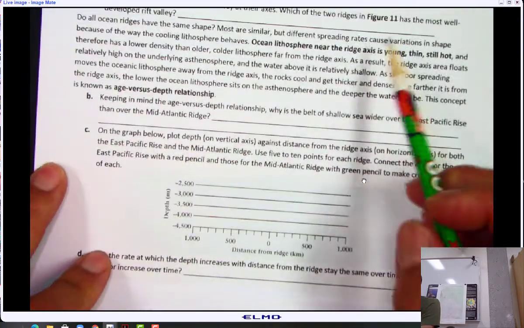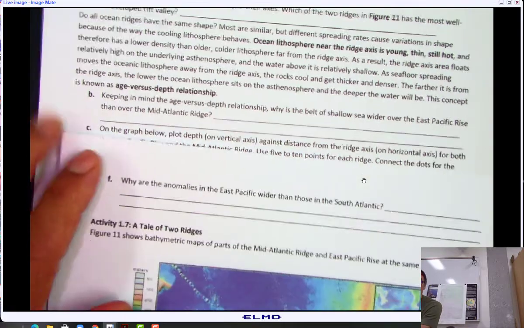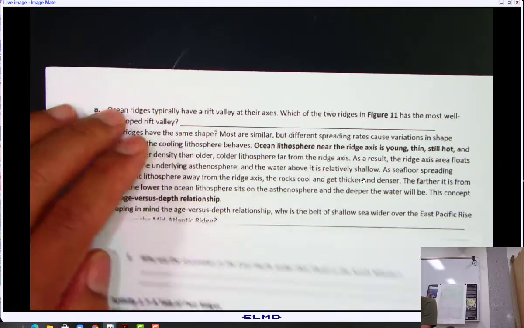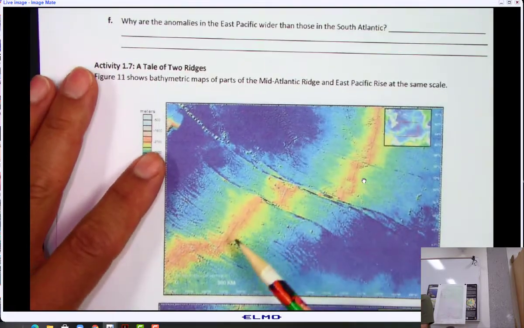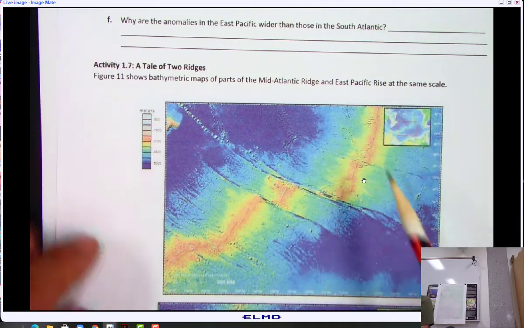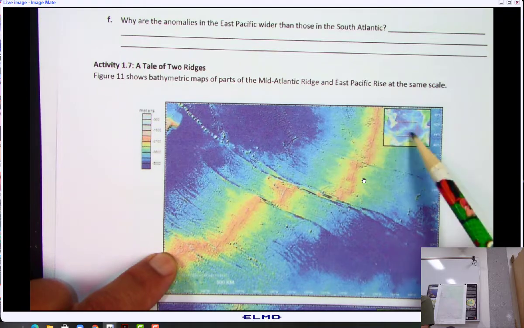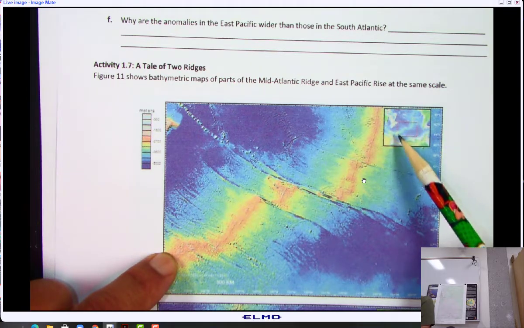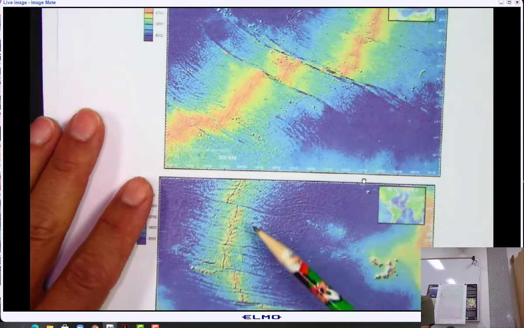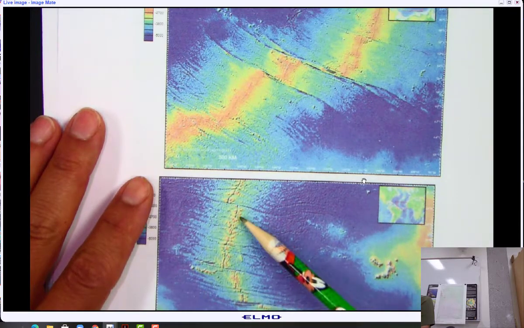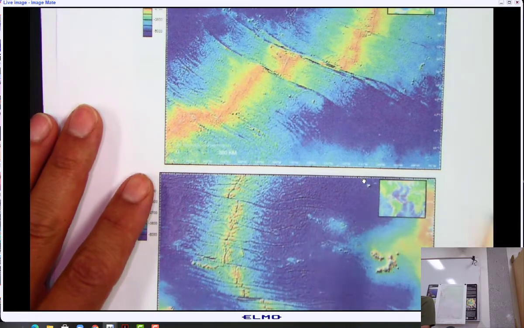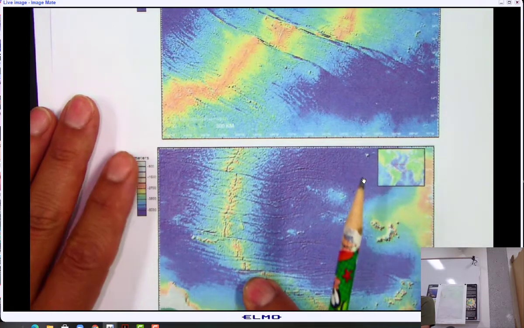So the Rift Valley for this question A, which has the best Rift Valley? You can see that it's kind of hard to make out the Rift Valley in the Pacific Ocean, right? So off over here, off of Australia and southern South America there. But in the Mid-Atlantic Ridge, I clearly see the Rift Valley. So this one definitely has a better Rift Valley here for the Mid-Atlantic Ridge.